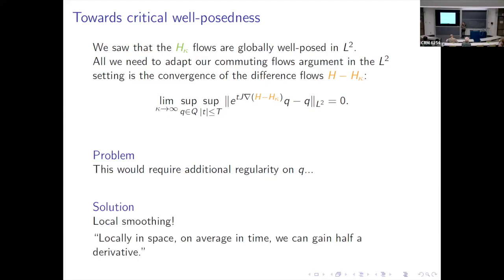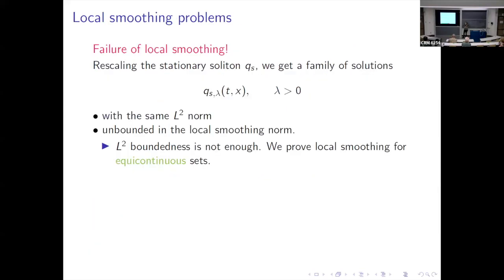And now remember, well, that's a dispersive equation. I have local smoothing. So I expect locally in space, on average in time, I can gain half a derivative. Bad news is I don't have local smoothing. And I can prove that to you. So if I take the stationary soliton, I showed it to you for a reason. So if I take the stationary soliton and I rescale it, I will get a family of solutions that have exactly the same L2 norm, but are unbounded in the local smoothing norm. So there is no way to get a local smoothing result uniform for L2 bounded sets of initial data.